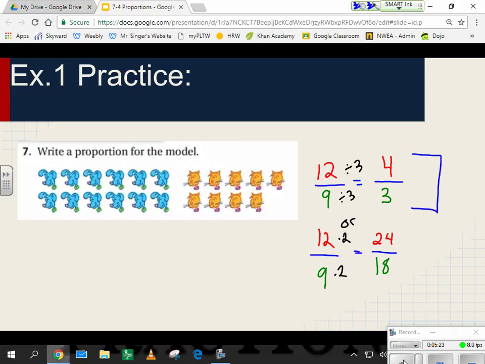Down at the bottom, I decided instead of dividing, I'm going to multiply by 2. And I got 24 to 18. Again, those 2 equivalent ratios together make a proportion. So it should have been a pretty easy one to start out with here.